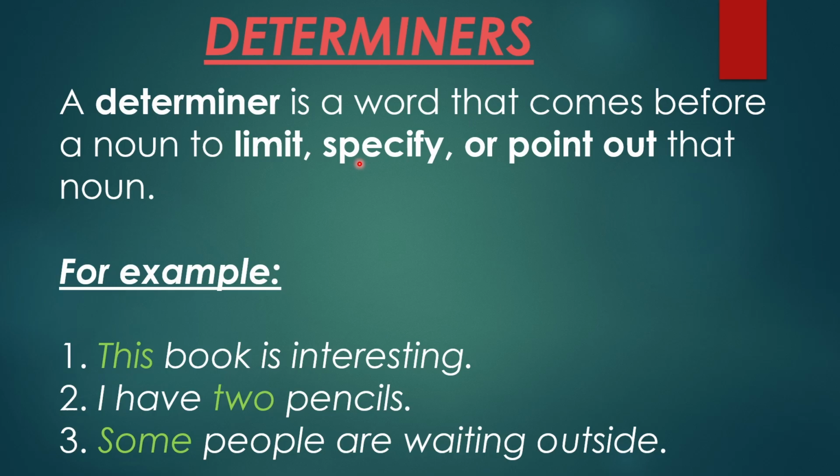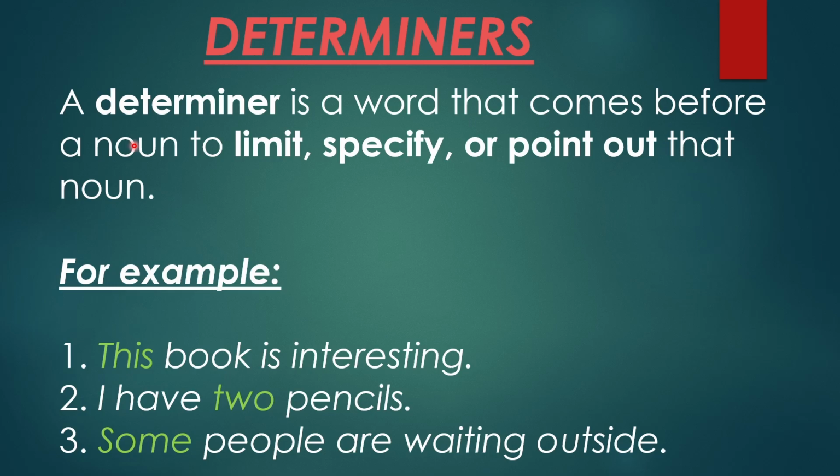Today we are going to explore the world of determiners. These words help us to specify which noun we are talking about. So let us start. As I told you, a determiner is a word that comes before a noun to limit, specify, or point out that noun.